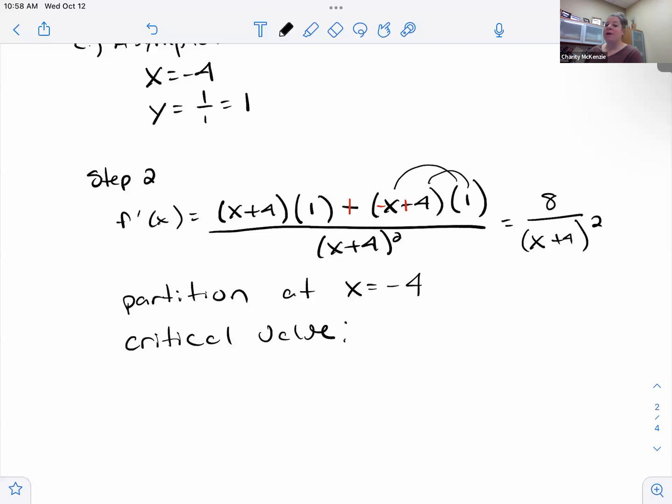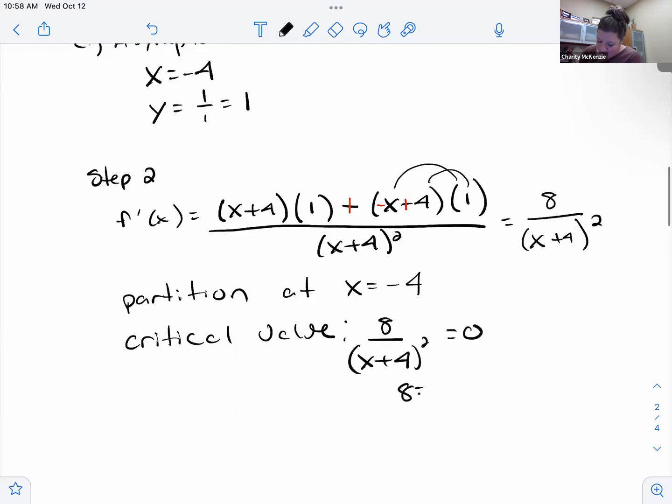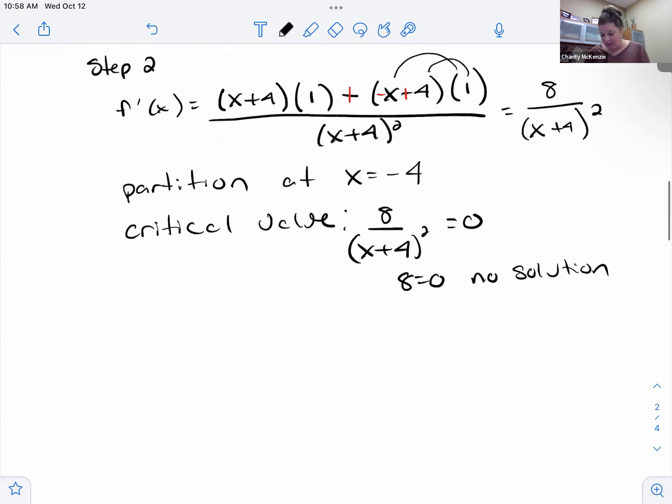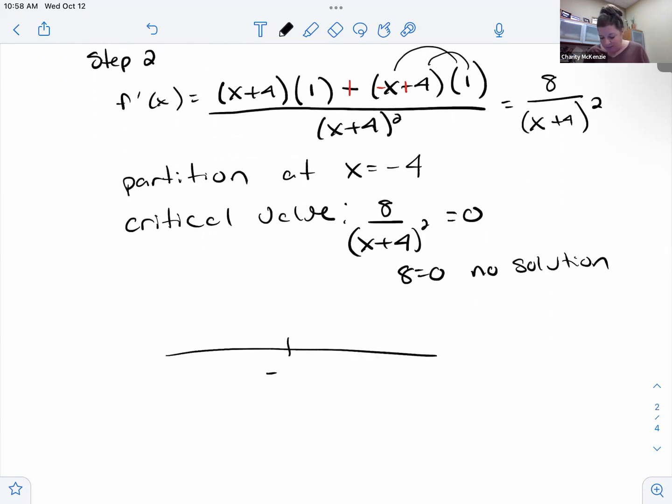Anyway, critical values are where the derivative equals 0. So we have our 8 over x plus 4 squared. Where does that equal 0? Well, you're going to multiply that up and you get 8 equals 0. So there's no solution. So do we have any other critical values? No. So on our sign chart, the only number we add is -4.